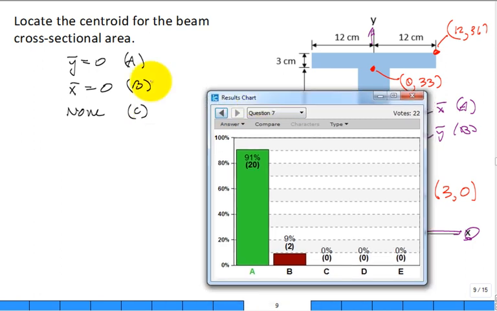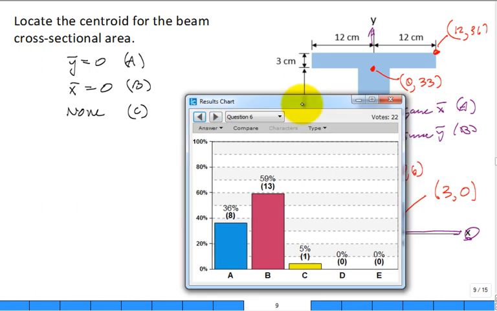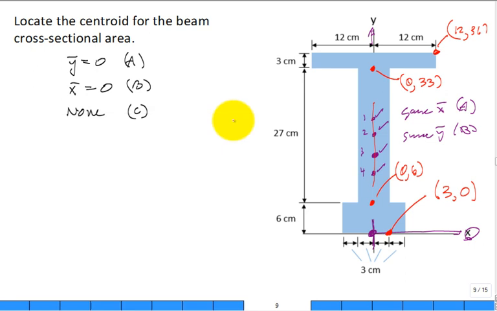But let's go back and now grade this one. And so what did we ask? We said locate the centroid of the beam cross-sectional area. Is y bar equal to 0? No. Isn't x bar equal to 0 from symmetry? All right. Hopefully more of you got that. So part of the answer is x bar is equal to 0. You could put in there centimeters, but it really doesn't need units because it is 0. Done for that part.